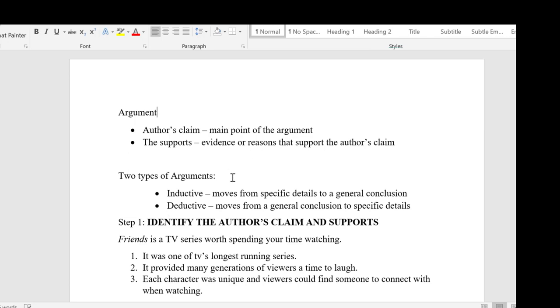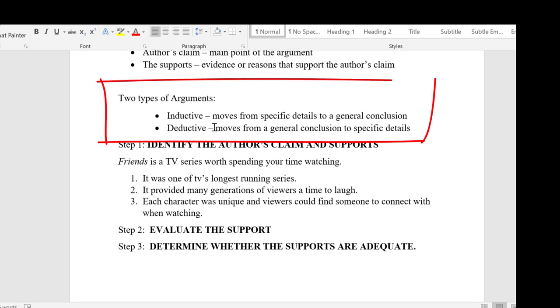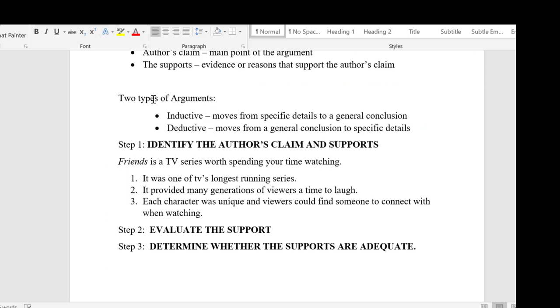You have two types of arguments. The first one being inductive and the second being deductive. The difference in the two: an inductive argument moves from specific details to a general conclusion. Now the deductive argument moves from a general conclusion to specific details.